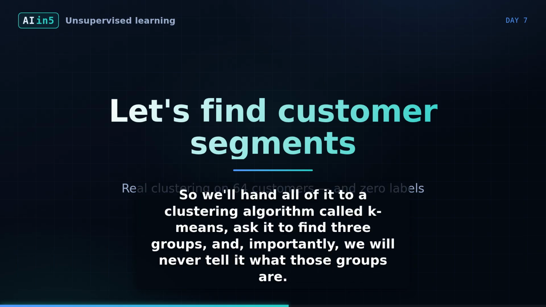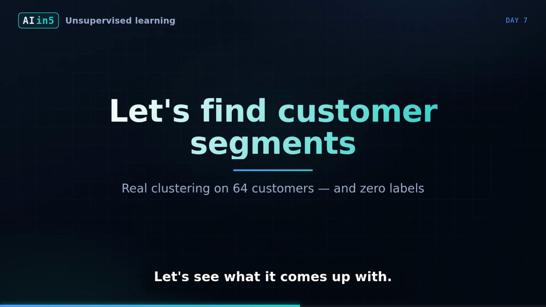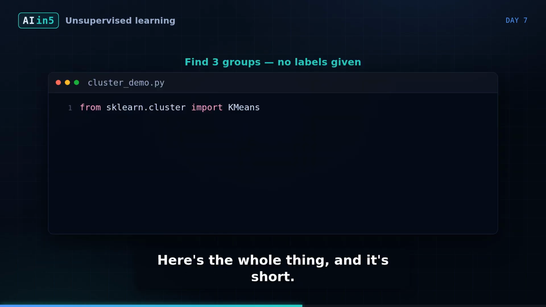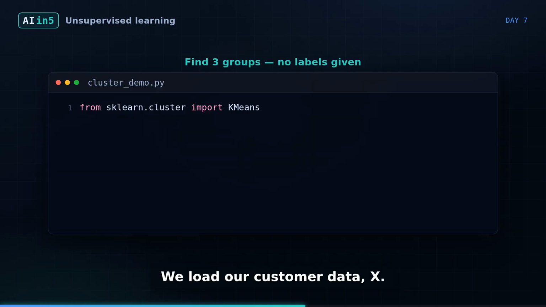So we'll hand all of it to a clustering algorithm called k-means, ask it to find 3 groups, and, importantly, we will never tell it what those groups are. Let's see what it comes up with. Here's the whole thing, and it's short.